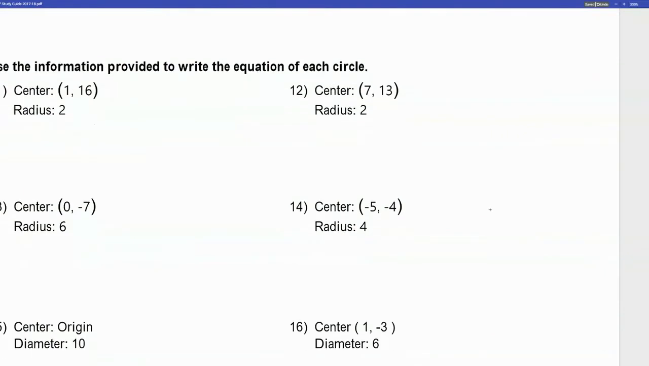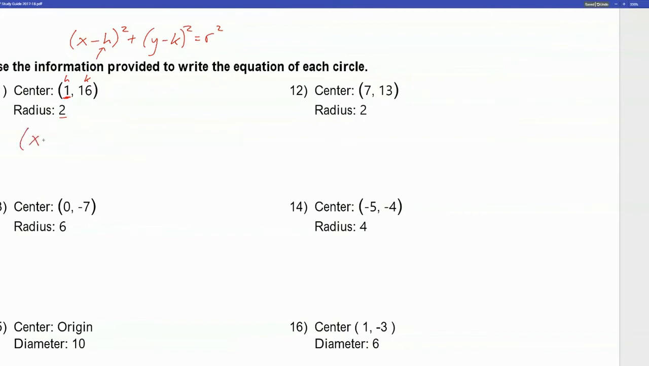All right, use the information provided, write the equation for each circle. This center, that's my h value, that's my k value, and my radius is 2. Nice. So remember, the formula for a circle is x minus h squared plus y minus k squared, and that should equal your radius squared. Okay, so the negative h is just saying whatever your h is, in this case 1, it's going to be opposite. So if it's a positive 1, it's going to be negative 1.